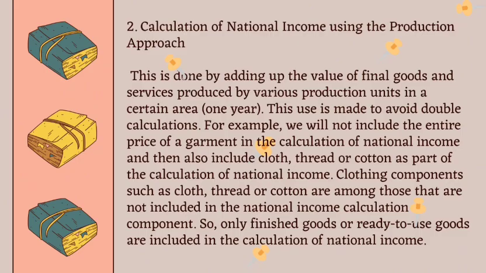2. Calculation of national income using the production approach. This is done by adding up the value of final goods and services produced by various production units in a certain area or 1 year. This is done to avoid double calculation.